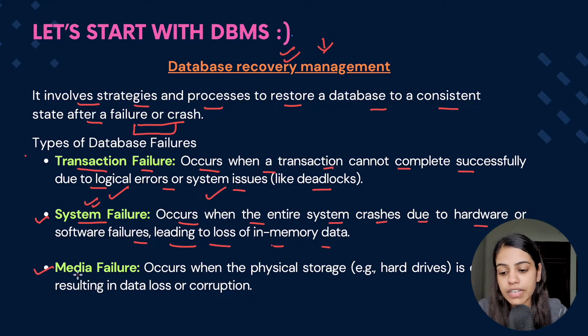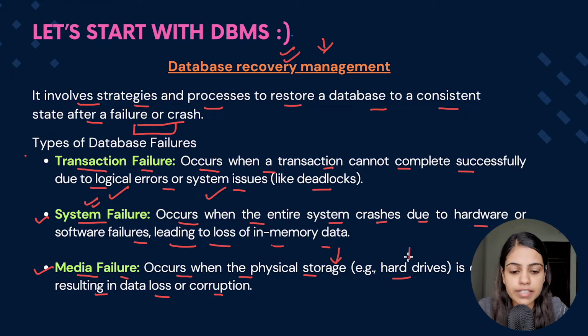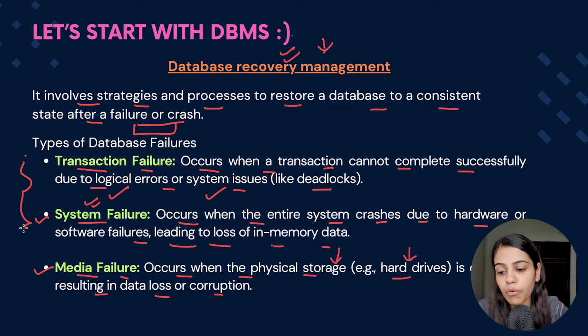Now coming to the next failure, that is media failure. It occurs when the physical storage, that is the hard drive, is damaged, resulting in data loss or corruption. So whenever there is a failure in physical storage, or you can say hard drives, it results in corrupting of data, because of which there is a data loss. Now we need to recover from all these failures. So what are the recovery methods we can follow?